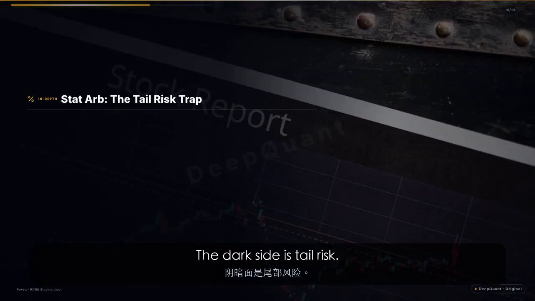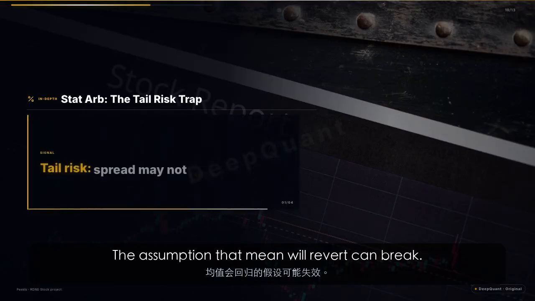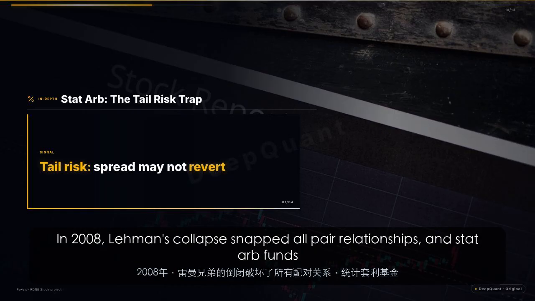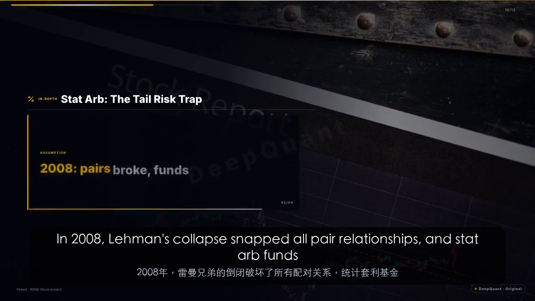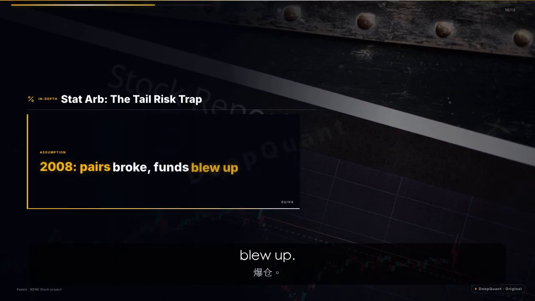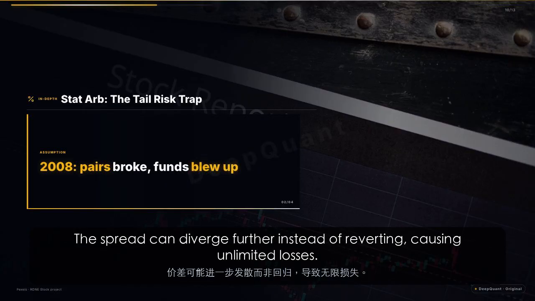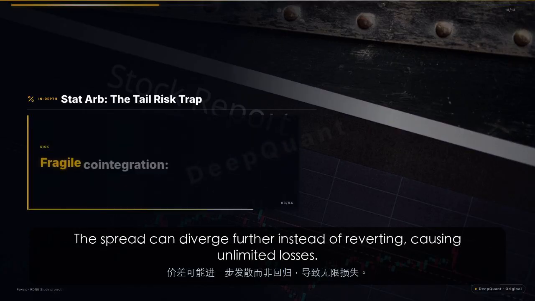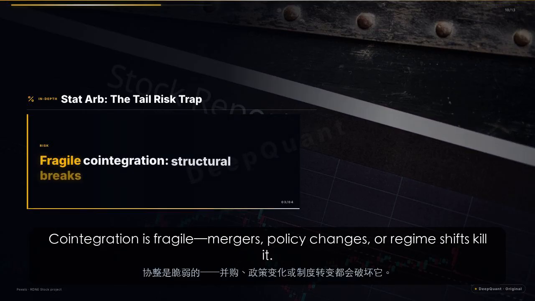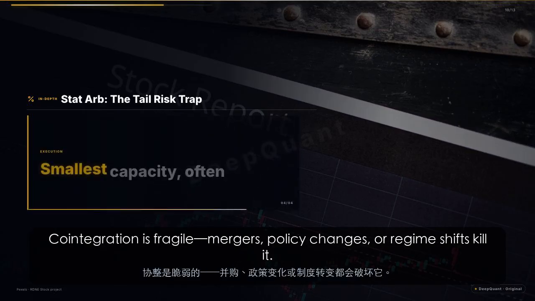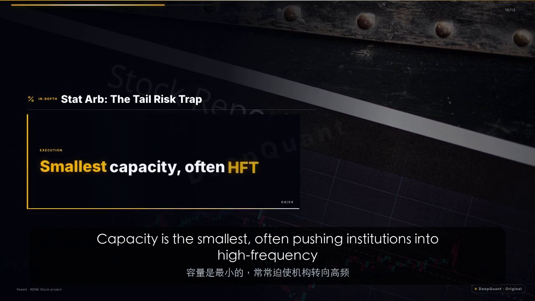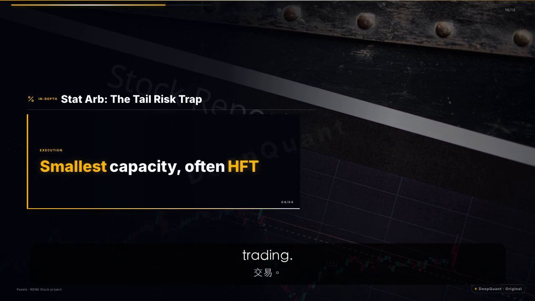The dark side is tail risk. The assumption that the mean will revert can break. In 2008, Lehman's collapse snapped all pair relationships, and Stat Arb funds blew up. The spread can diverge further instead of reverting, causing unlimited losses. Cointegration is fragile. Mergers, policy changes, or regime shifts kill it. Capacity is the smallest, often pushing institutions into high-frequency trading.